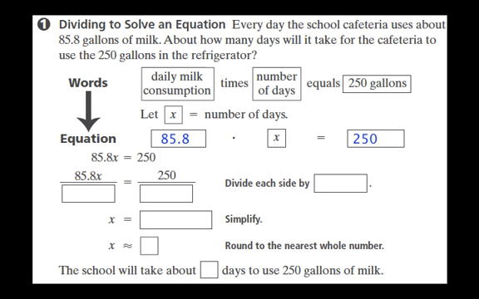We start by trying to get the variable by itself. We're going to divide both sides by 85.8. On the left-hand side, 85.8 over 85.8 cancel each other out, and you're just left with x. On the right-hand side, we have 250 divided by 85.8, which is a rather long decimal of 2.9137529137529. Well, we're talking about days, so we're going to end up rounding that to the nearest whole number of days, which is 3. So the school will take about 3 days to use 250 gallons of milk.